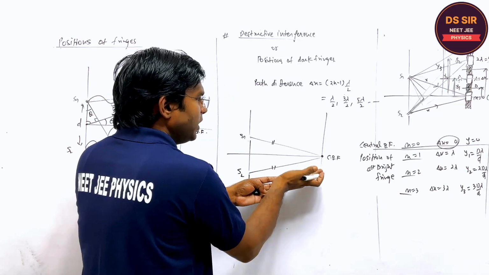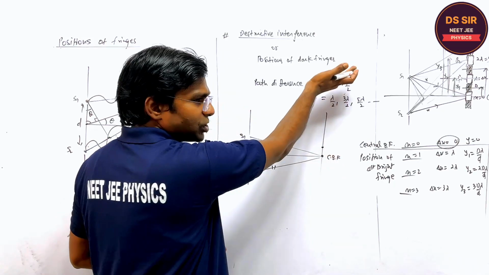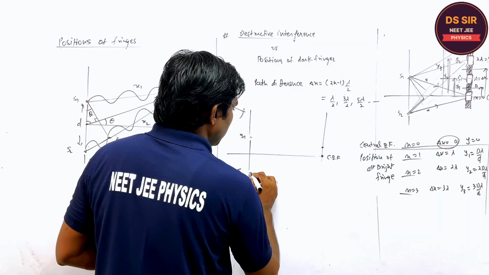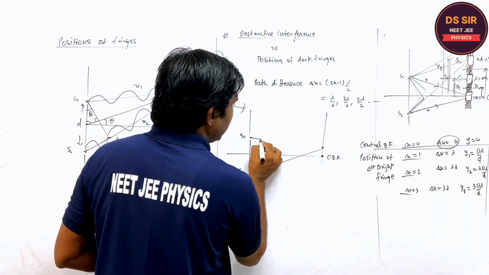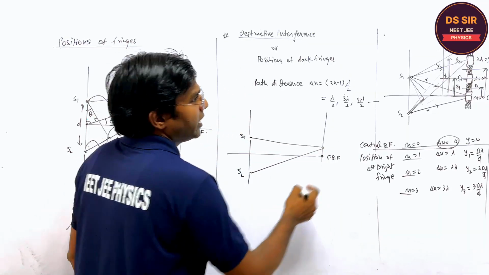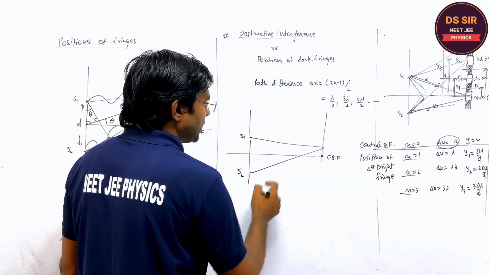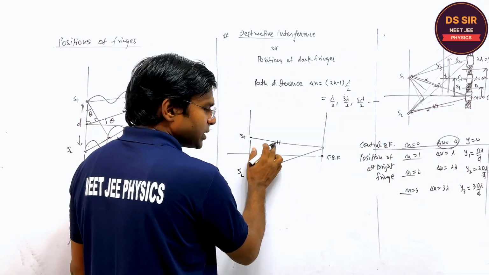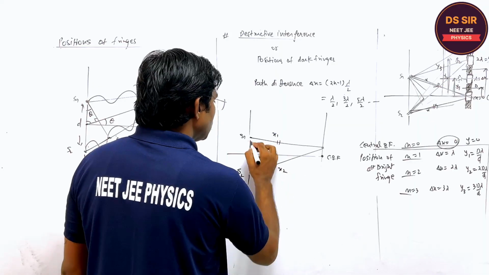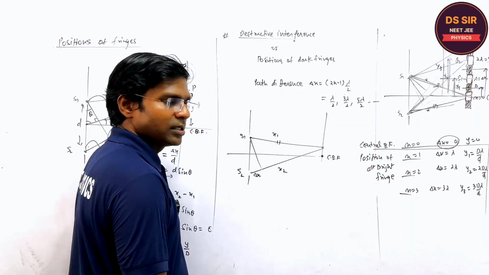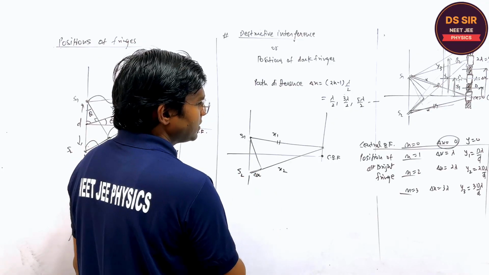0. When you move in this direction or the below direction, one wave reaches from this and another reaches from this. For the central bright fringe, this length and this length are the same, but now this becomes small and this becomes big. So what is the path difference? This is the path difference. This distance is the path difference.